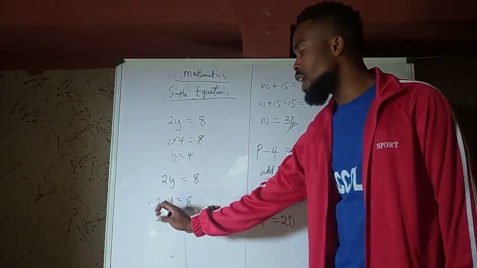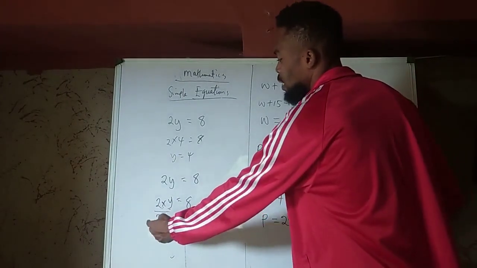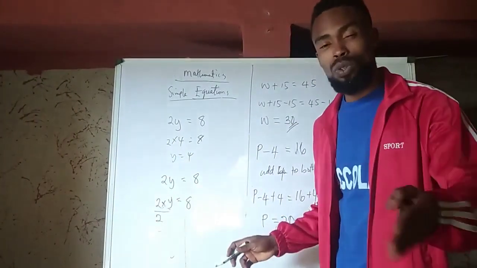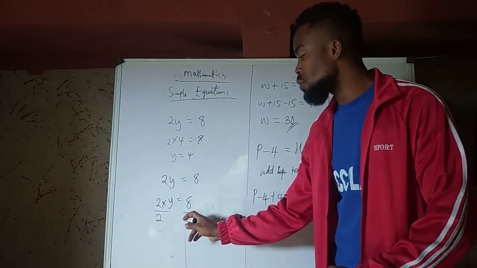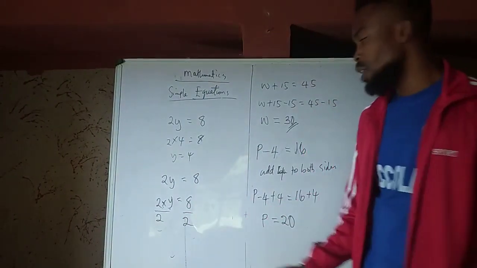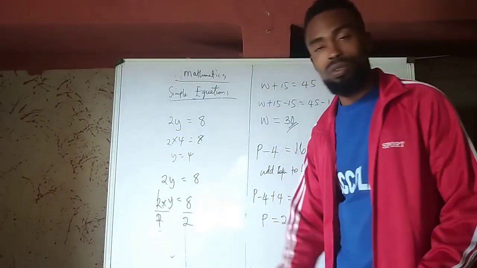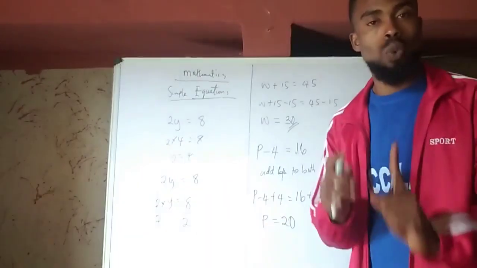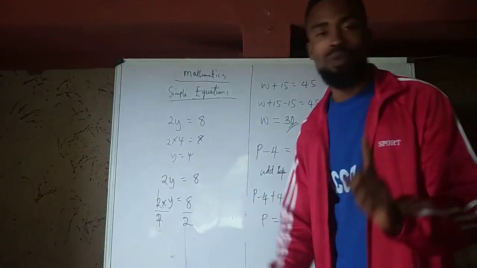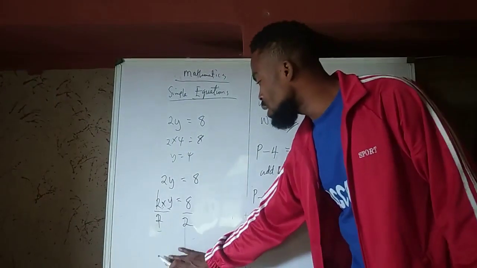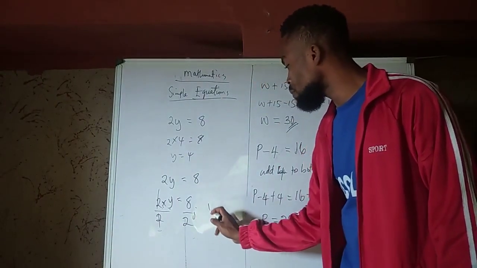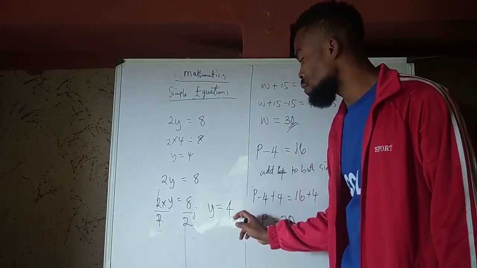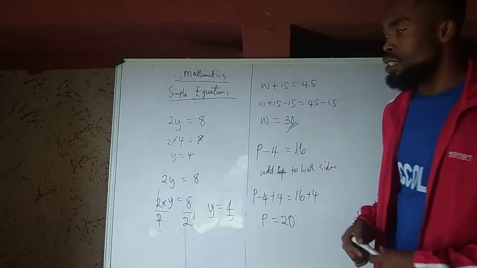Whatever we do to the left hand side of an equation, we must also do to the right hand side. So we also divide here by 2. So 2 cancels 2. 2 divided by 2 will be 1, and 1 times y will be y. So we'll be left with y equals 8 divided by 2, which is what? 4.